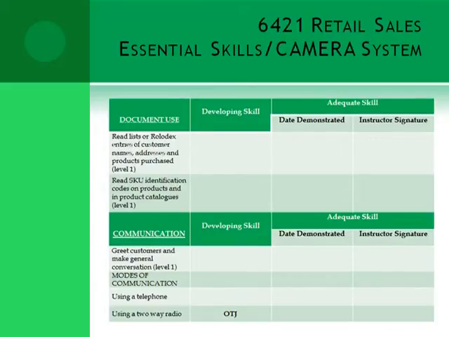The category is Essential Skills. As you can see in document use, we have read list or Rolodex entries of customer names, addresses, and products purchased at the complexity level of 1. Once the student has demonstrated multiple times that he or she can adequately perform this skill independently, the instructor will date and sign the checklist. Over the course of the program, students will be able to see the progress they're making towards their goals.